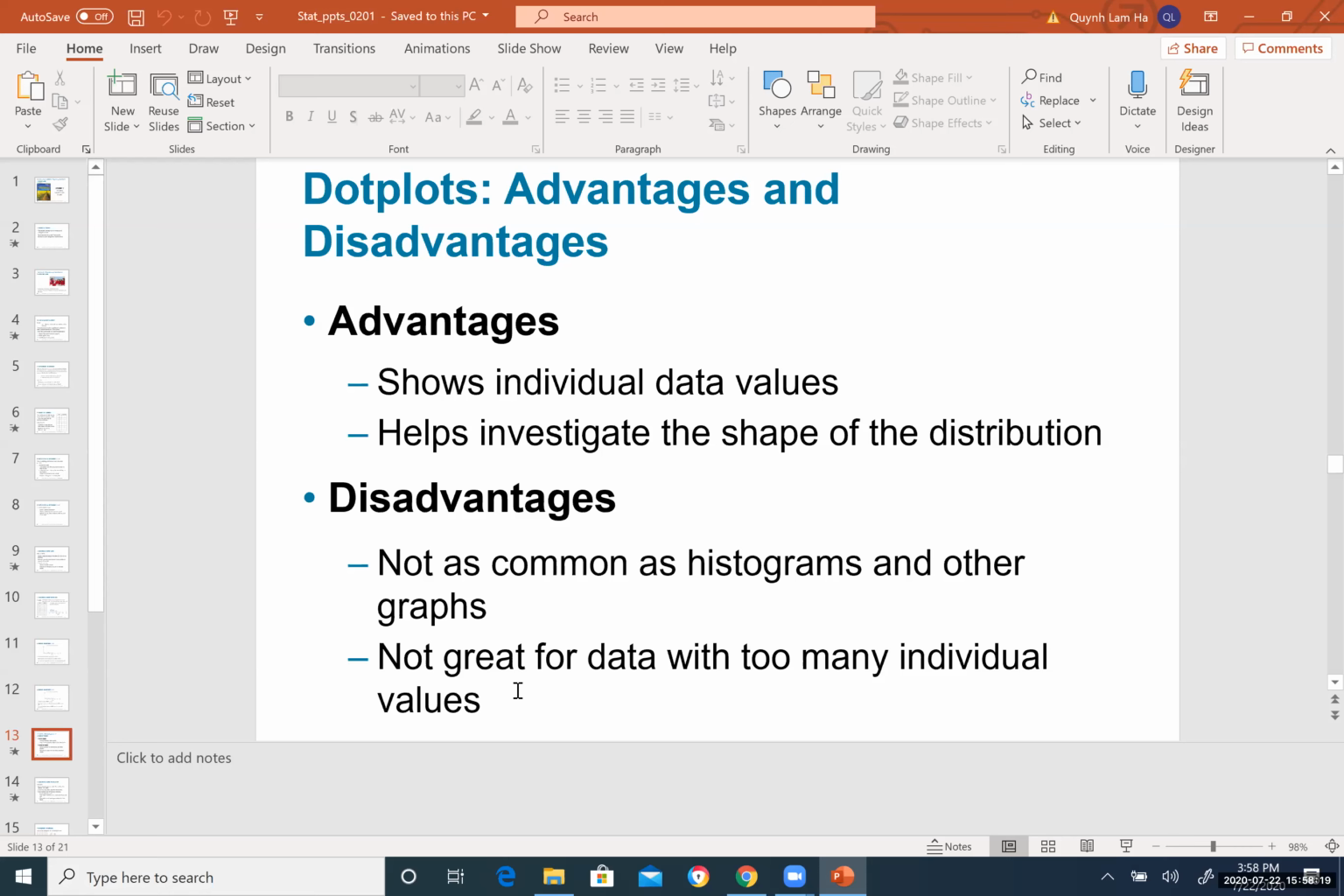And not great for data with too many individual values. Yes, for a histogram, people can use like 1,000 or a million data points, that's fine. But for a dot plot, they cannot do it. If they have 1,000 data points, they should not use the dot plot. They don't have space for it. So it's the disadvantage.